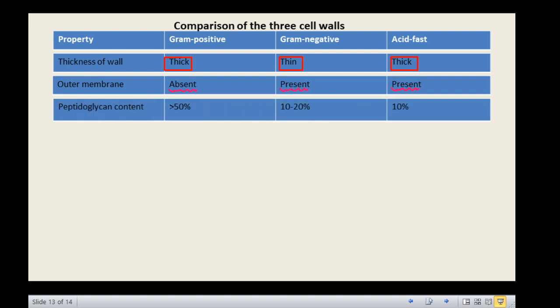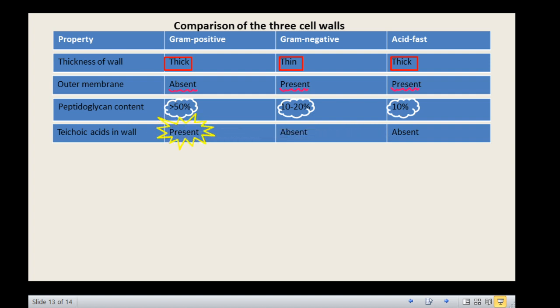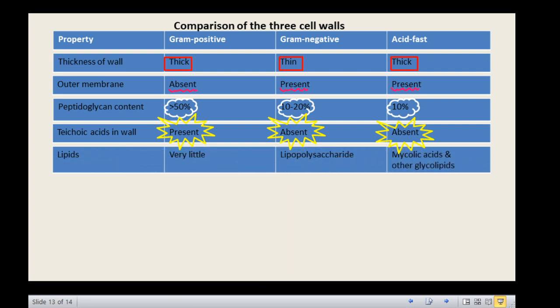As far as peptidoglycan content is concerned, it is very high with more than 50% in gram-positives and lower with around 10 to 20% in both gram-negative as well as acid-fast cell walls. The teichoic acids are a characteristic feature of the gram-positive cell wall, whereas they are absent in gram-negative and acid-fast cell walls. The lipid content in the gram-positive cell wall is very low, whereas it is very high in the gram-negative cell wall in the form of lipopolysaccharides, and mycolic acids in the case of the acid-fast cell wall.